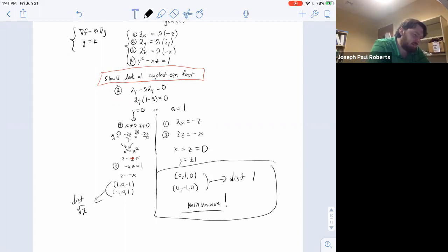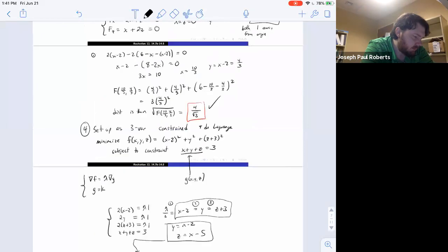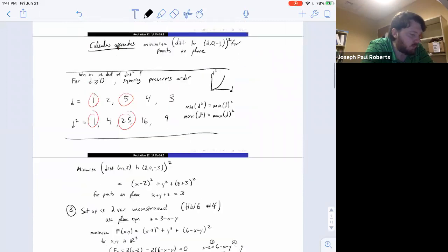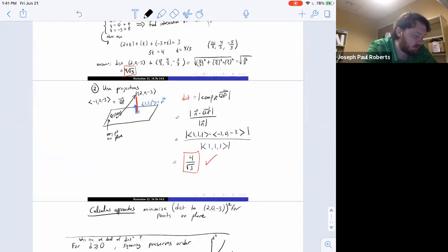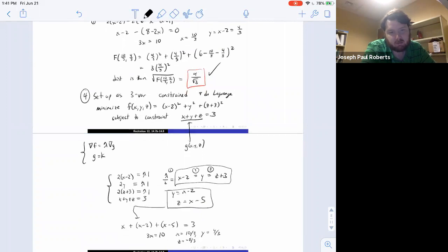But that's the idea. Hopefully that reinforces your different approaches, that you could convert between a 3-variable constrained problem and a 2-variable unconstrained one. Unconstrained, you're setting the gradient equal to the 0 vector. Constrained, you're doing parallel gradients and using Lagrange multipliers.